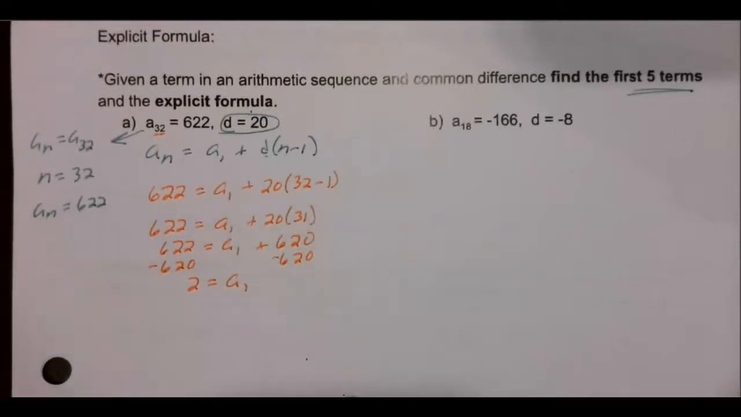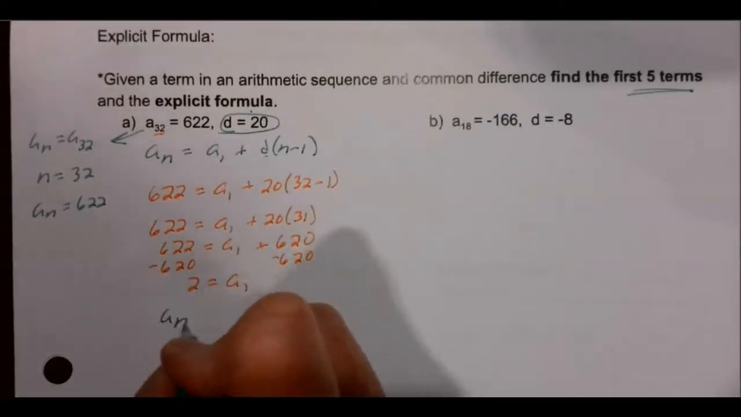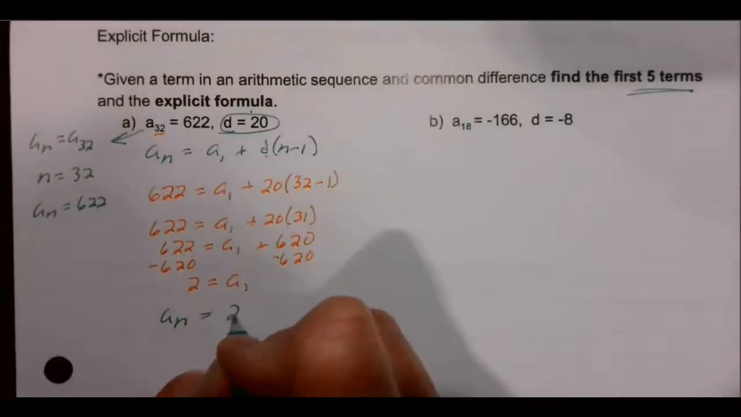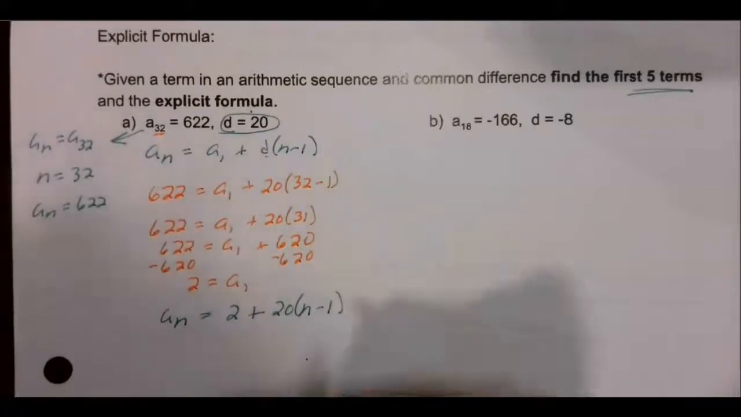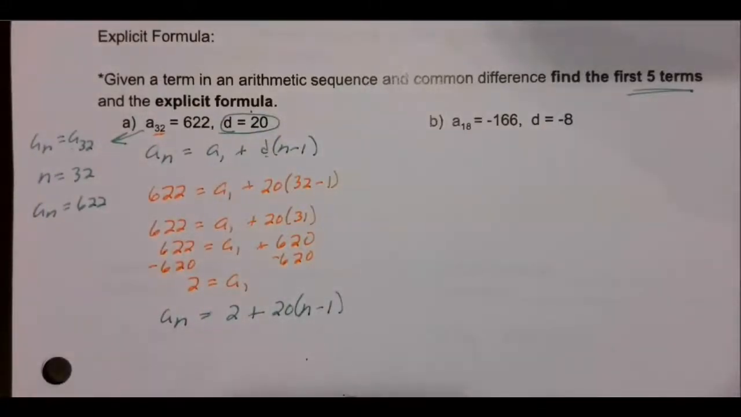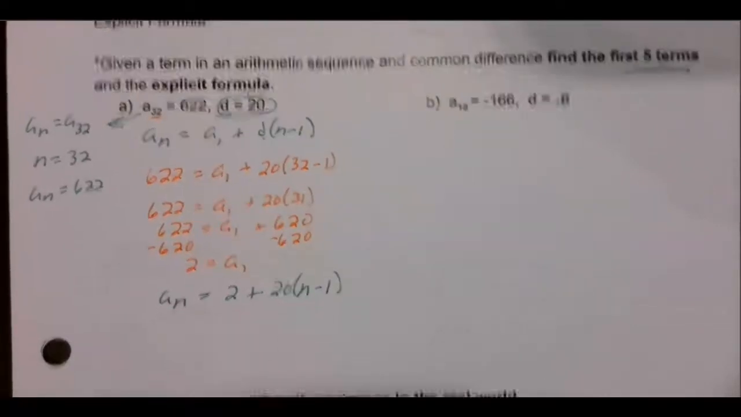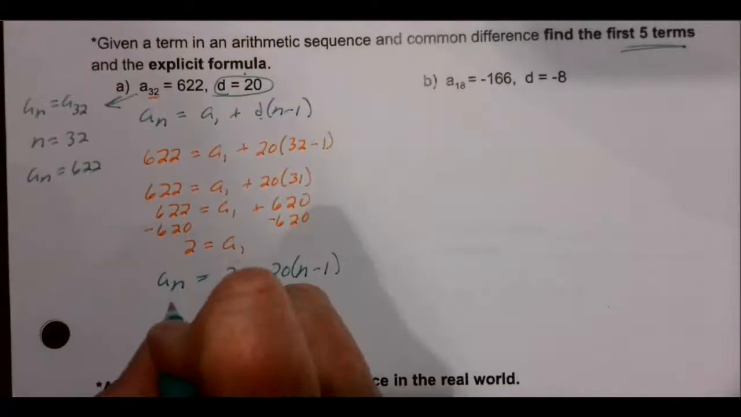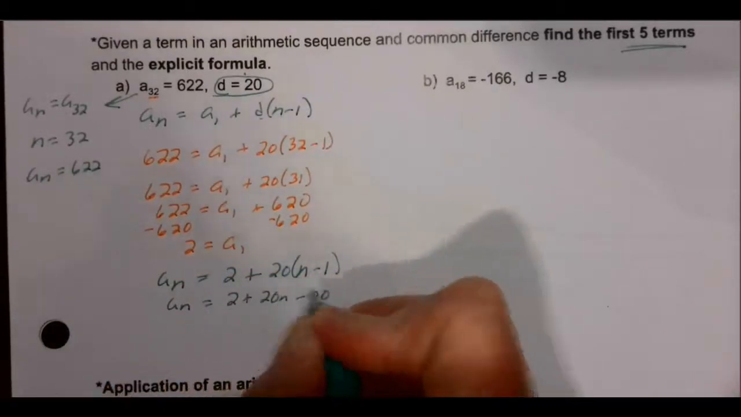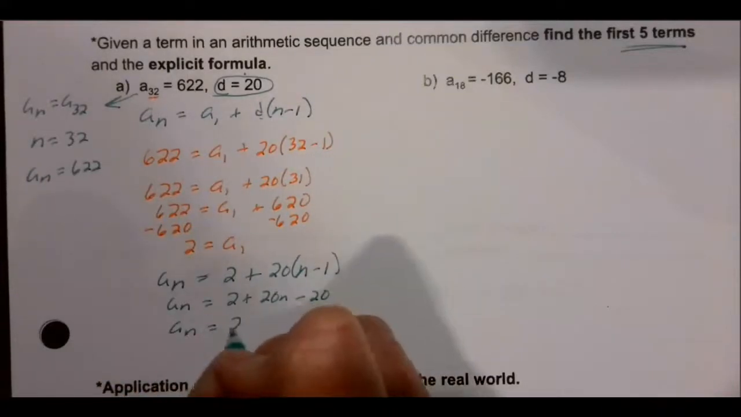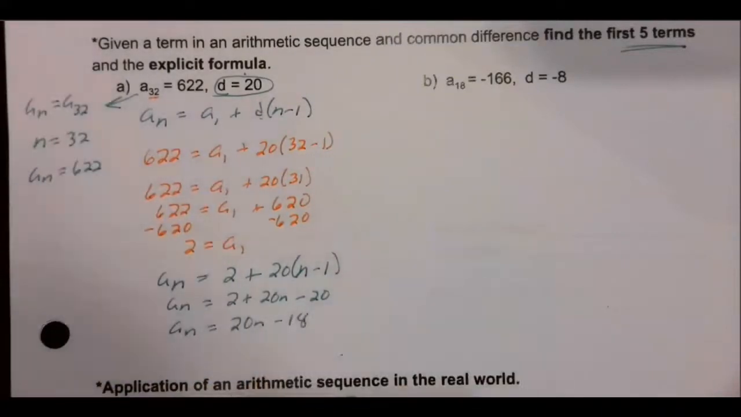So we now have a sub 1. That means we can write the explicit formula. A sub n is equal to a sub 1, which is 2, plus the difference, 20, times n minus 1. And we can also simplify that, because if we're going to find the first 5 terms, it's much quicker if we can just plug it in. So a sub n is equal to 2 plus 20n minus 20. A sub n is equal to 20n minus 18. Now you wouldn't have to do that, but we're going to find the first 5 terms, so it's going to be much quicker if we do.